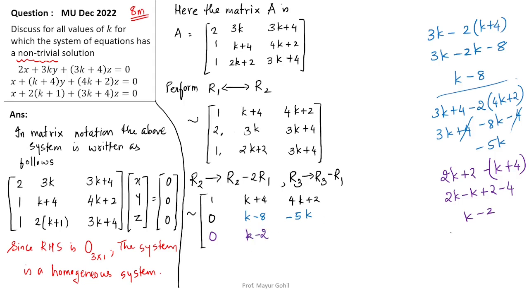The next part is 3k plus 4 minus 4k minus 2. That is what you will get when you subtract. So that is minus of k plus 2. Okay, so we get minus k plus 2.